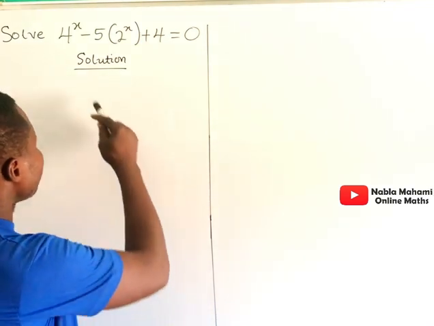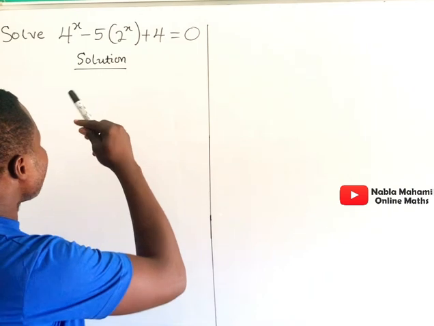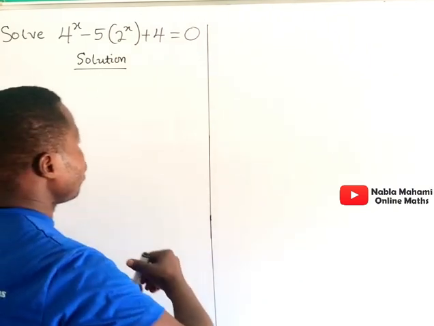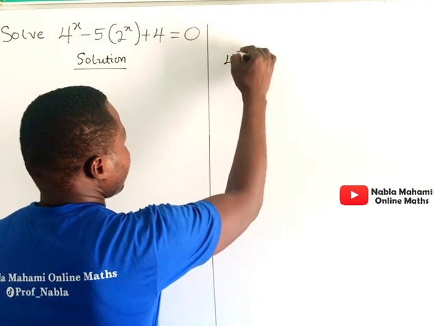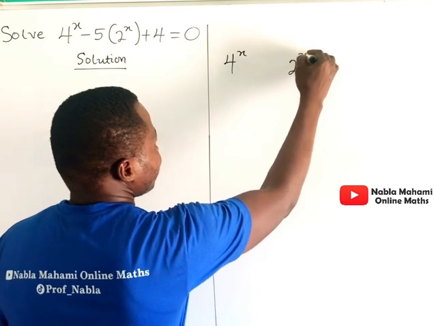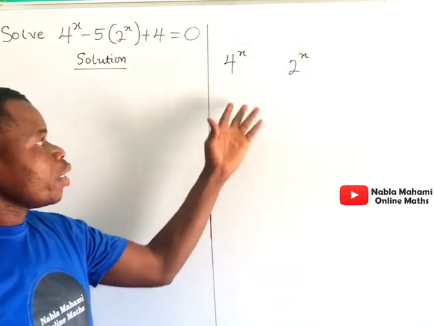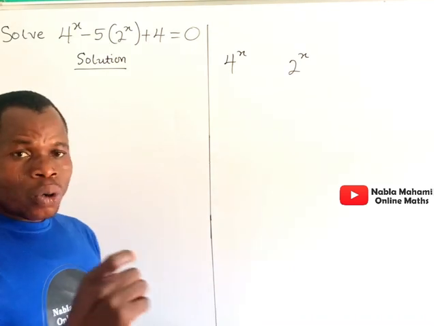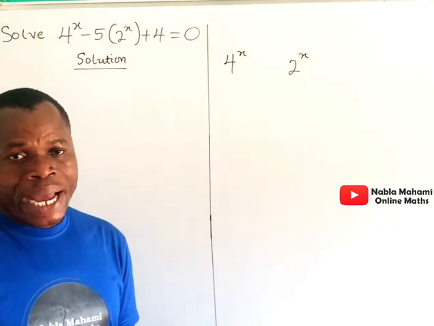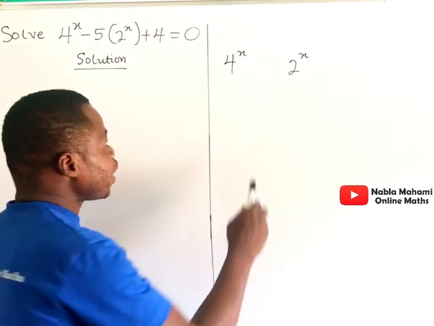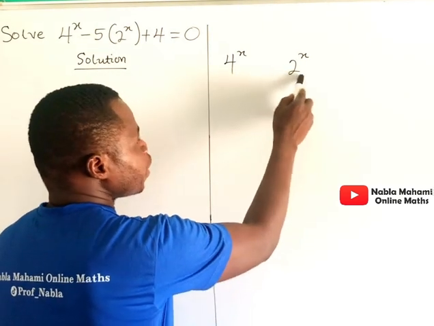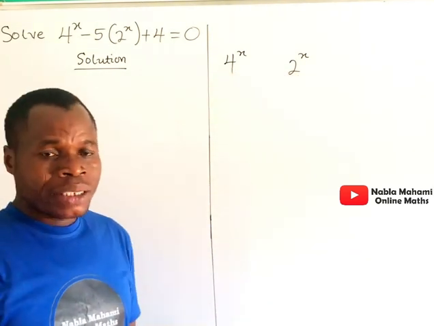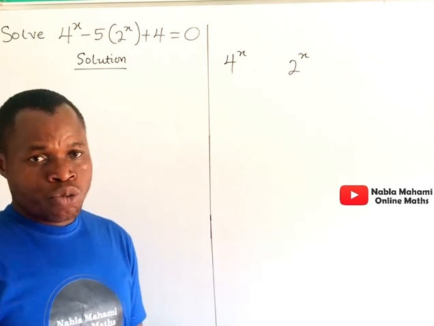You can see that from this equation, the values that contain the power x are 4^x and 2^x. So after removing the values that contain the power x, the next thing is to convert the bigger base to look like the smaller base. Here my base is 4 and here the base is 2. That means that I have to convert 4 into a multiple of 2.